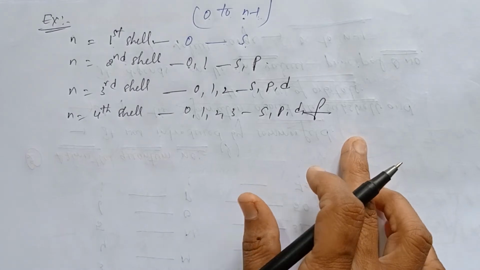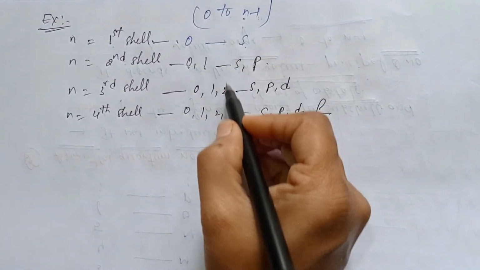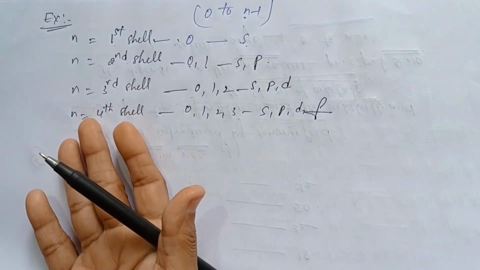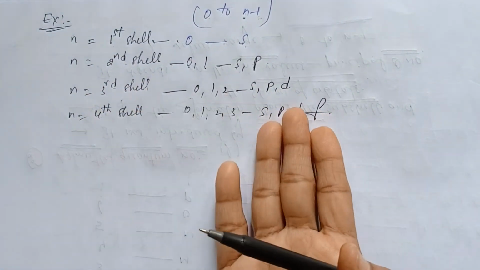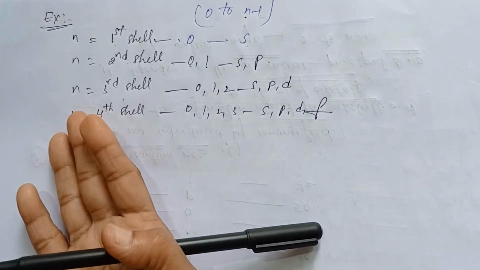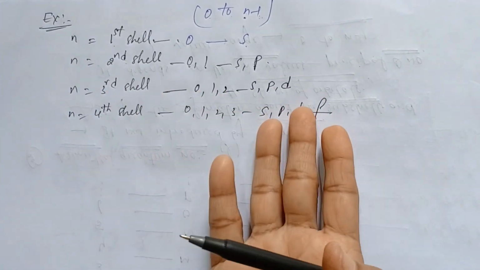Understanding, students? So these subshells we calculated based on the n values. So that means the azimuthal quantum number values mainly depend on the principal quantum number. Are you clear? So this is SPDF.